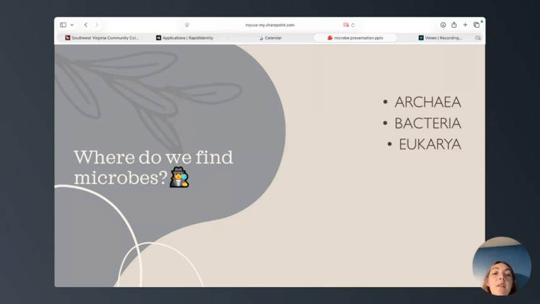And then we have the eukarya. So all eukaryotes, including unicellular or multicellular eukaryotes like protists, fungi, plants, and animals, have a nucleus, and we can find microbes in eukarya.